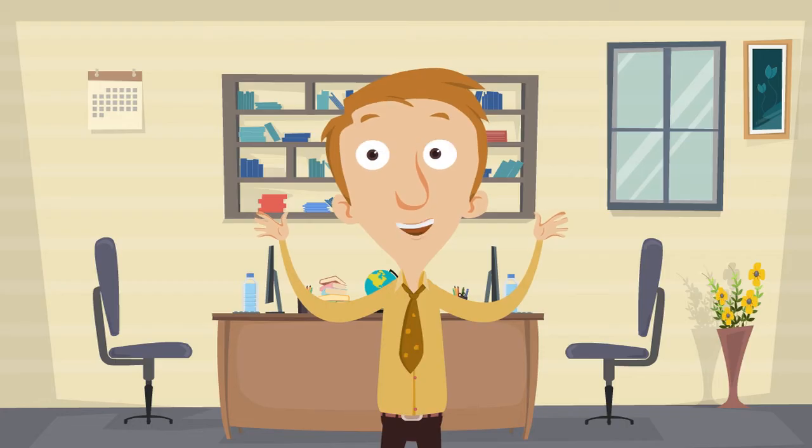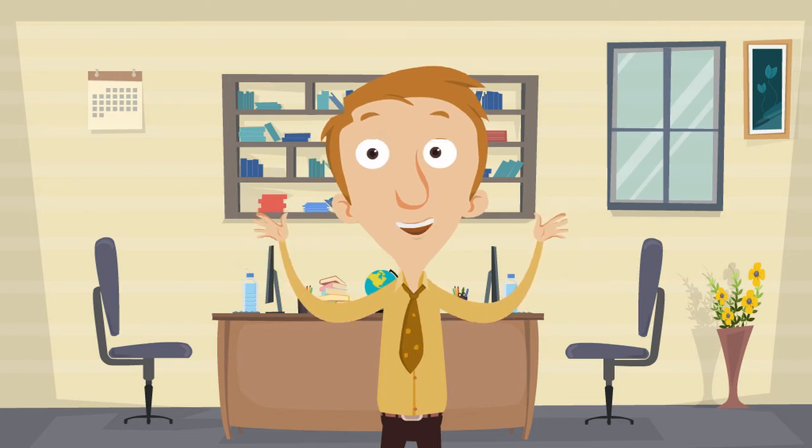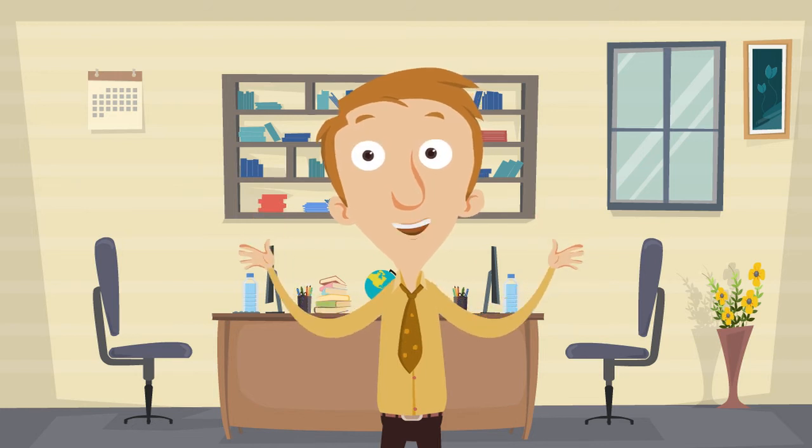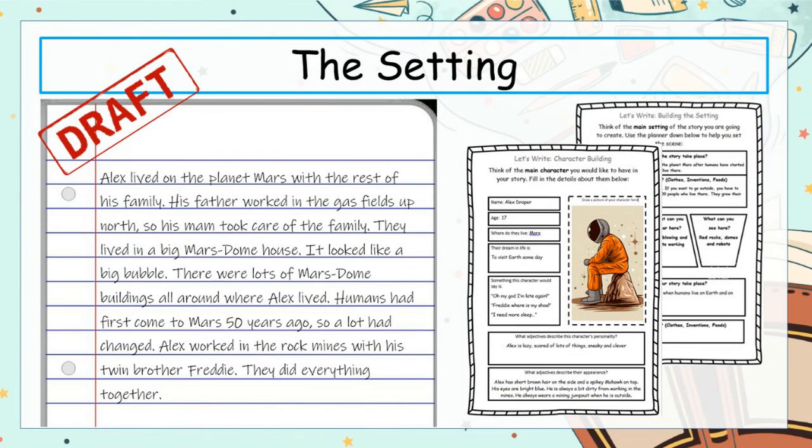I'm going to model how to use your planning sheets to help you with these 5 different sections of your story. Let's start off with the setting for my story. So, for my setting, I'm going to use the character planning sheet and also the setting planning sheet to help me write this part of the story. This is what I've come up with so far.